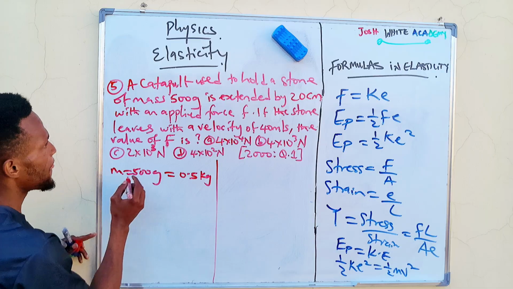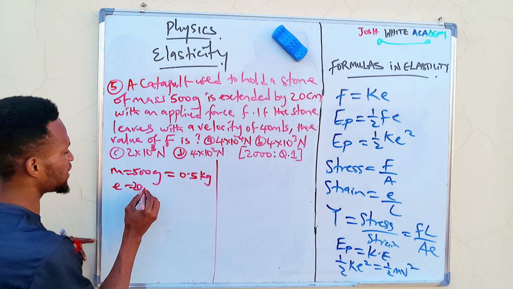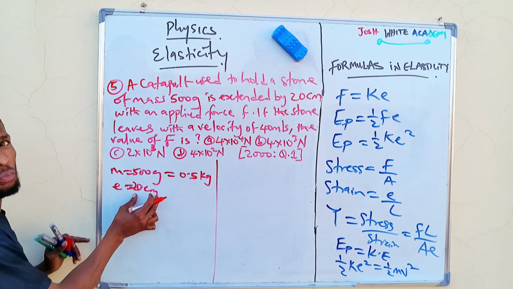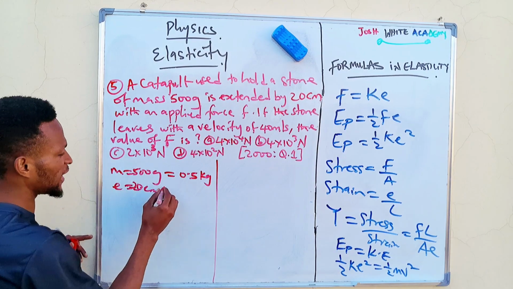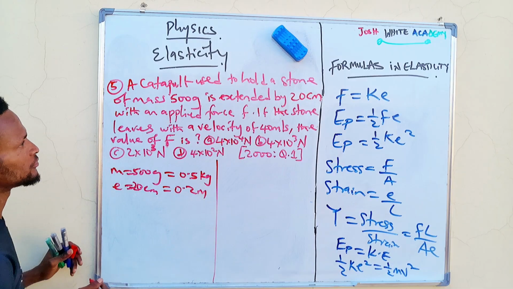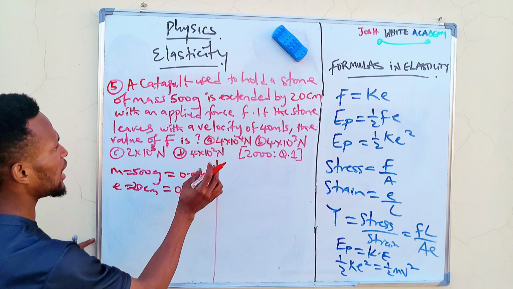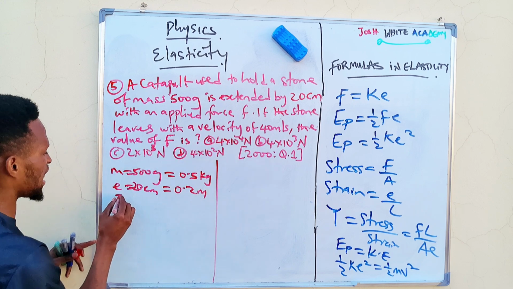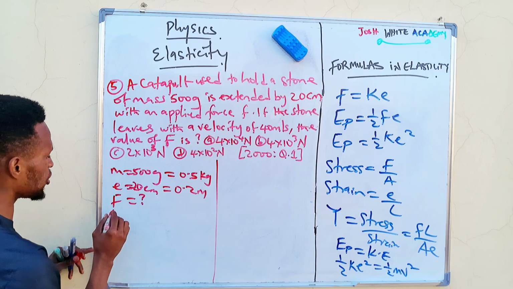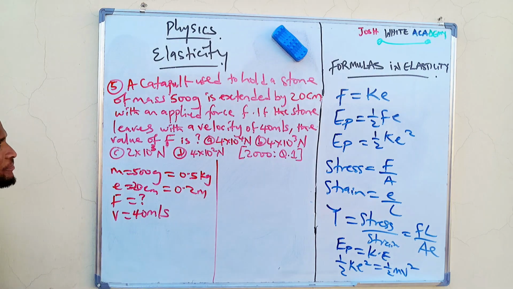Our next data, extension, is 20 centimeter. So we need to convert it to meter by dividing it by 100. That will give us 0.2 meter. We are looking for our force F, and we are given velocity as 40 meters per second.